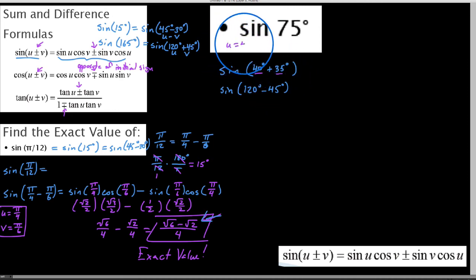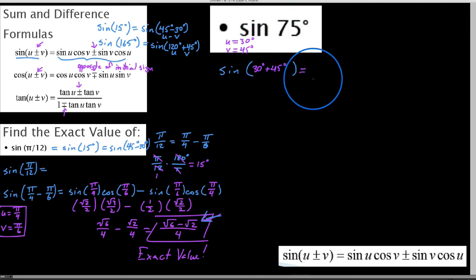So I say in that first case, we say that's a 30 plus a 45. I apologize there. 30 plus a 45. It's early this morning, so we say U is like 30 degrees, and V is our 45-degree angle. We know the values of sine and cosine of 30 and 45. So we're going to rewrite this using our sum and difference formula for sine.